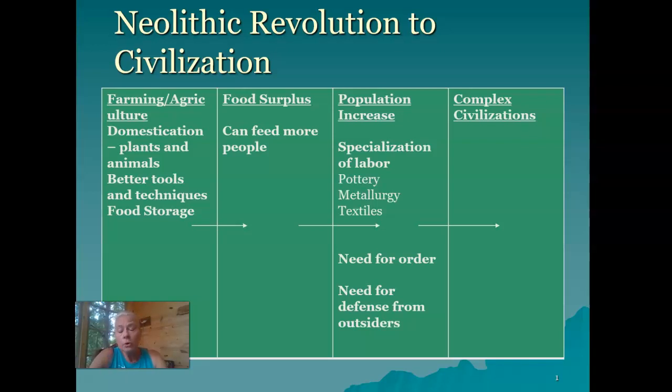We also have a need for order because we have more conflict, and we have a need for defense from outsiders because of war. So all of this is going to lead us to complex civilizations.